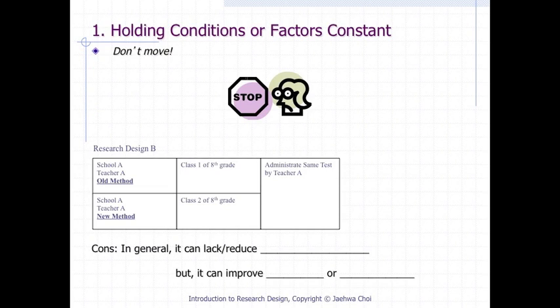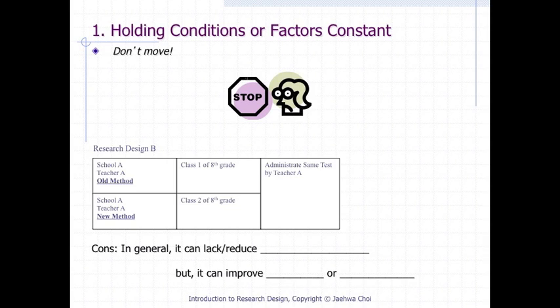The first option of controlling is holding conditions or factors constant. For example, in Research Design B, the example in the slide, researchers fix several factors: same school, same teacher, same grade, even same test. By fixing factors as constant, this researcher could control several spurious effects. Consequently, holding conditions constant improves some internal validity.